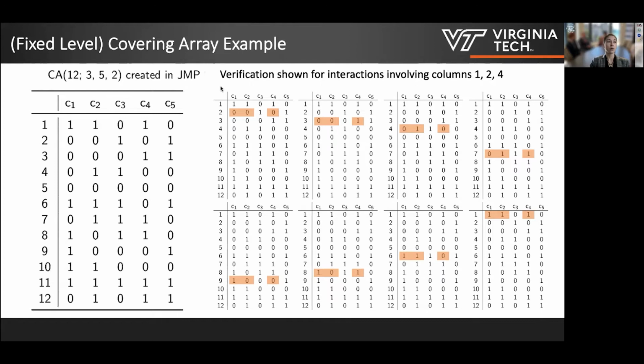And so since we have 3 components to check, and each component has 2 levels, then we have 2 to the 3 combinations that we need to find, or interactions that we need to find. And so we can go through them one at a time. We're looking for 0, 0, 0, it's in row 2. Looking for 0, 0, 1, it's in row 3. 0, 1, 0 is in row 4. 0, 1, 1 is in row 7. 1, 0, 0 is in row 9. 1, 0, 1 is in row 8. 1, 1, 0 is in row 6. And 1, 1, 1 is in row 1.